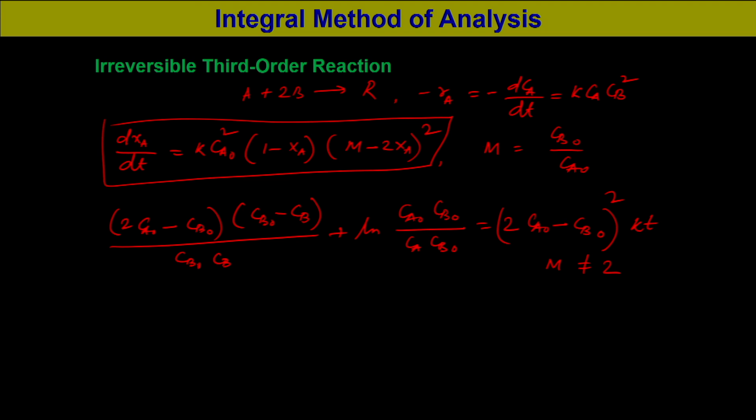Now, for M is equal to 2, if we integrate from here for the third order reactions, then in that case we will obtain 1 by C_A squared minus 1 by C_A0 squared would be equal to 8kt.